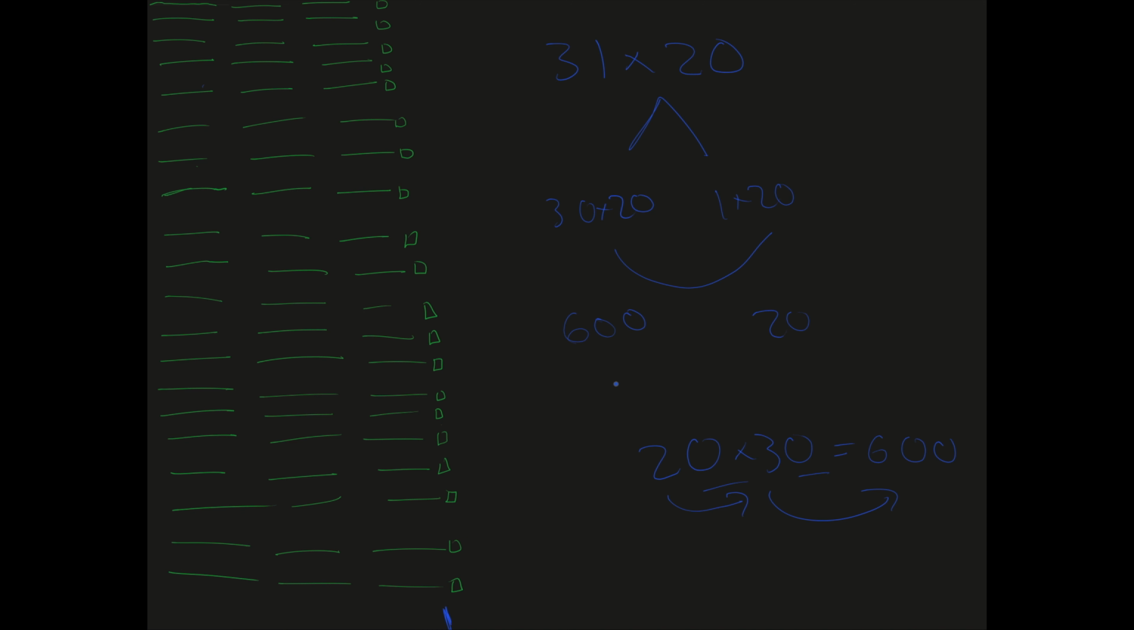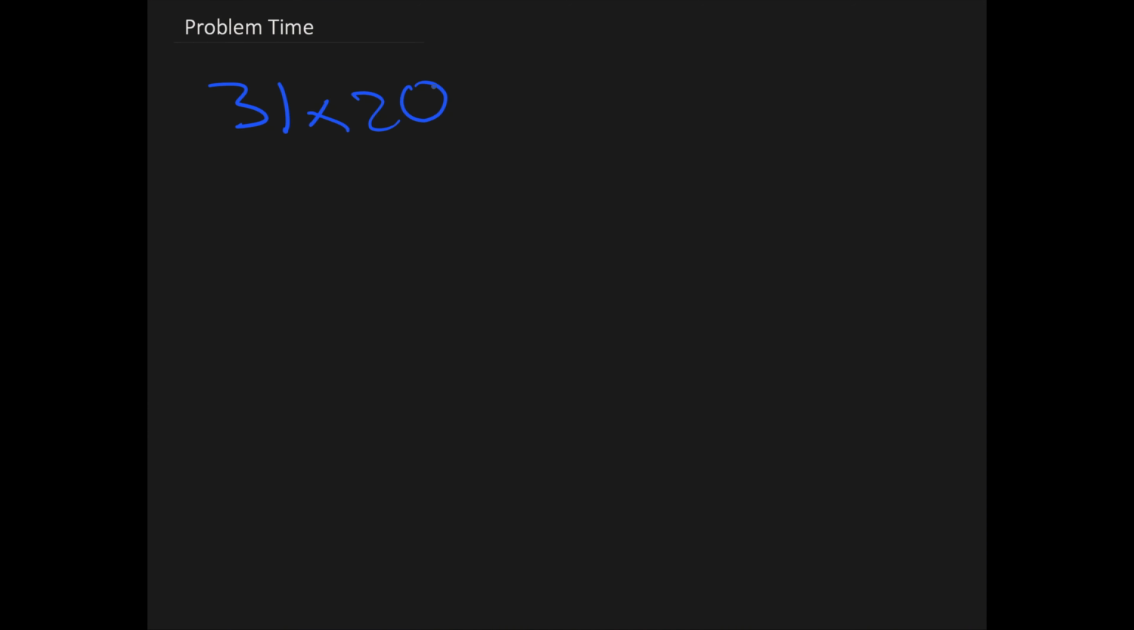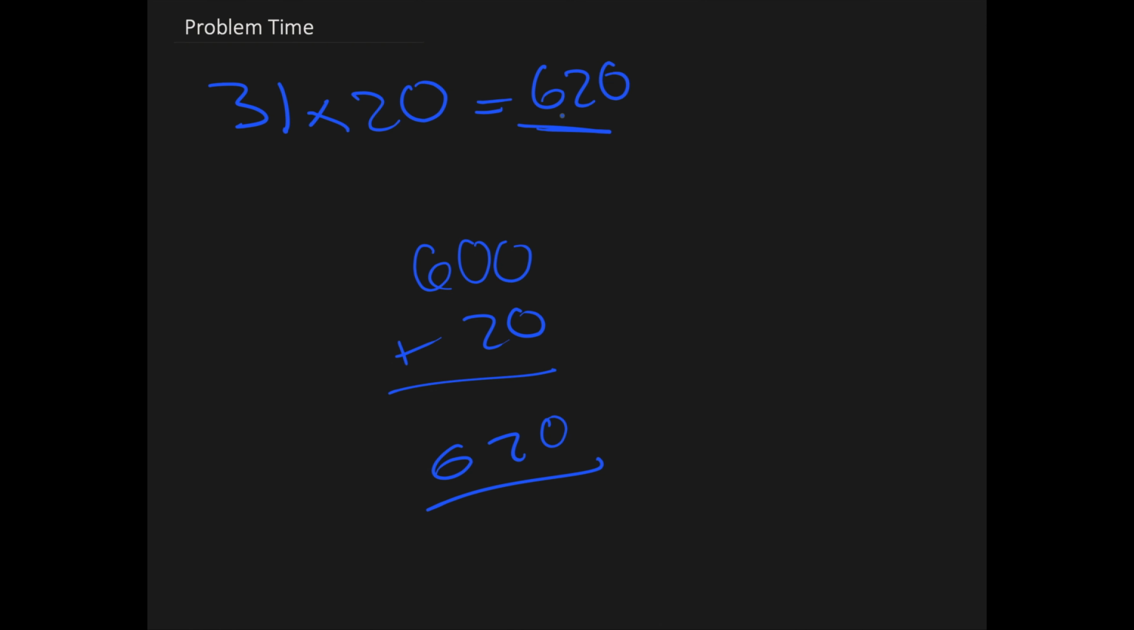Now to get our total product, we're going to add that together. I'm going to go back to the problem time page, so that when you add it together, it's right there. We have 600 plus 20. Yep, 600 plus 20: 0, 2, 6. We have 620. And there you go, that is our answer for problem time. Got that right? Good job.